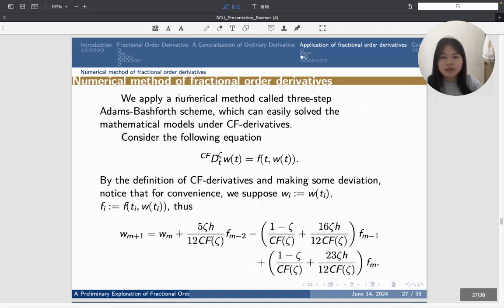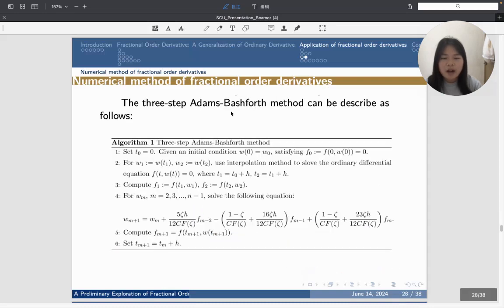Next, we are going to introduce a numerical method called the three-step Adams-Bashforth scheme, which can easily solve the mathematical models under the CF derivatives. And after some formula evaluation, the result of this form looks like this. And I also provide the three-step Adams-Bashforth method in algorithm form in my paper.